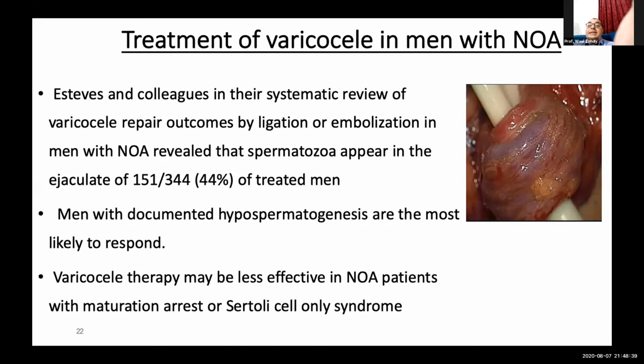Esteves and colleagues, in their systematic review, reported that varicocele ligation or embolization in men with non-obstructive azoospermia revealed that spermatozoa appear in the ejaculate in 44% of treated men. Men with documented hypospermatogenesis are more likely to respond if we compare them to the patients with Sertoli cell only syndrome or complete maturation arrest. Next.